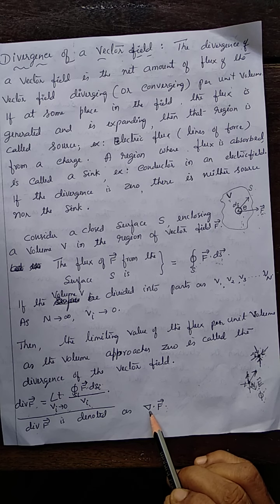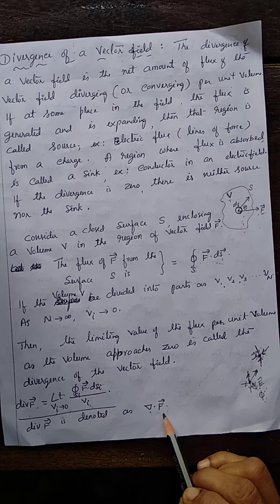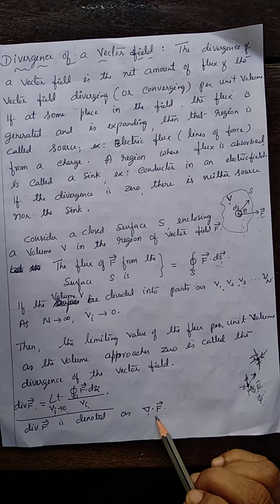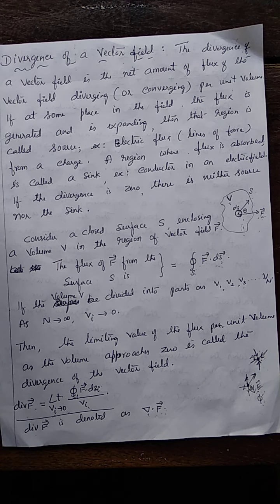Del dot F. What is del? It's an operator. Del dot F is the symbol used to represent the divergence of the vector. Del is the vector operator; it's not a vector by itself. It's given by i cap ∂/∂x plus j cap ∂/∂y plus k cap ∂/∂z. It's an operator which, when operating on a scalar, gives the gradient of the scalar. Here it is the operation on a vector, del dot F.